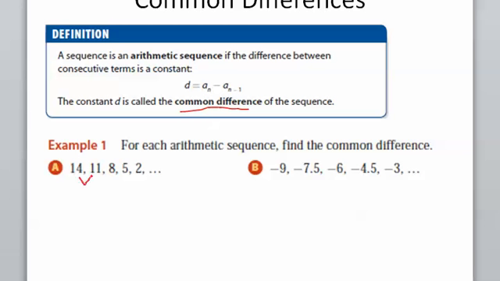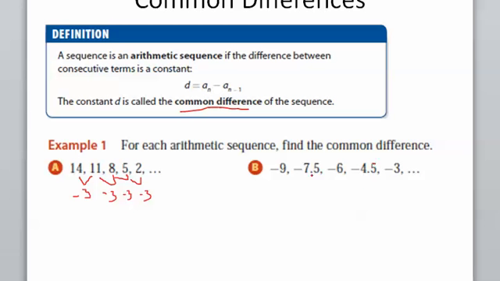So like right here, if I take 11 minus 14, I get a negative 3. If I take 8 minus 11, I get a negative 3. If I take 5 minus 8, I get a negative 3. If I take 2 minus 5, I get a negative 3. It's always that same difference every single time.